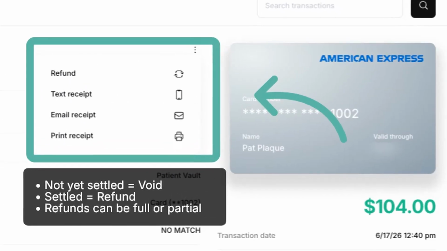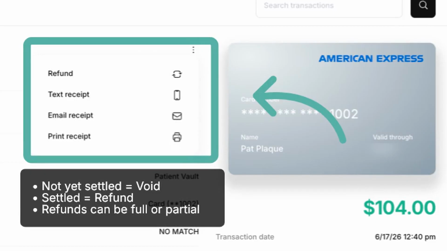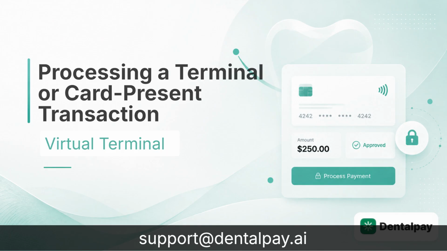If the transaction has not settled yet, you can void it. If the transaction has already settled, the option will change to refund. Refunds can be partial or for the full amount. You can also text, email, or print the receipt from this menu. That's how to take a face-to-face payment using the Dentalpay terminal.